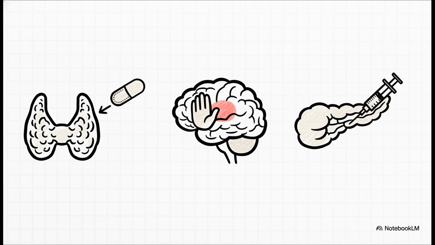For instance, if the thyroid fails, we simply give synthetic levothyroxine. If the pituitary is pumping out way too much growth hormone, we use a suppressant like octreotide. If the pancreas fails, we carefully regulate the glucose with insulin or oral agents like metformin. And of course, we frequently leverage those powerful synthetic glucocorticoids to suppress severe inflammation.